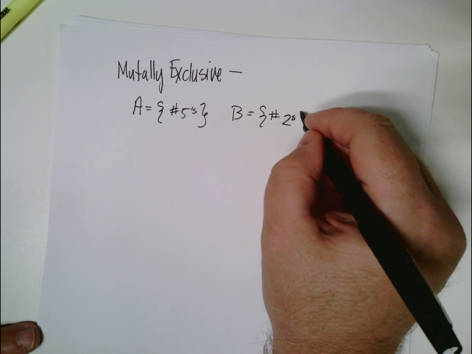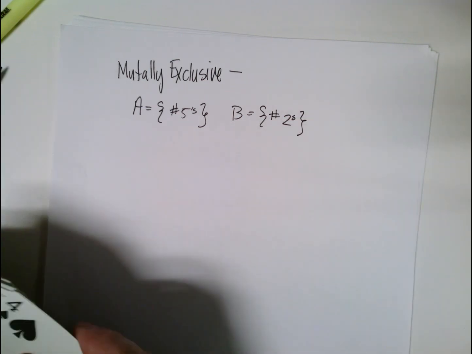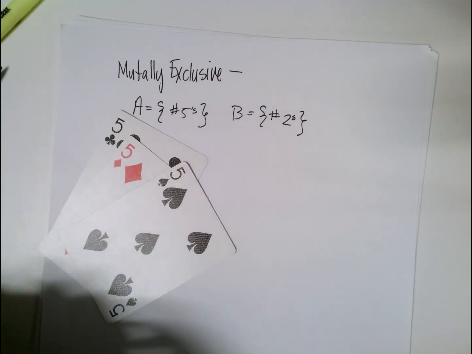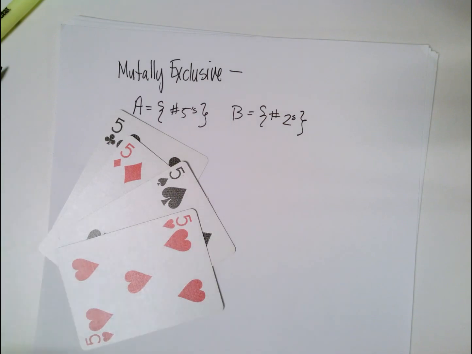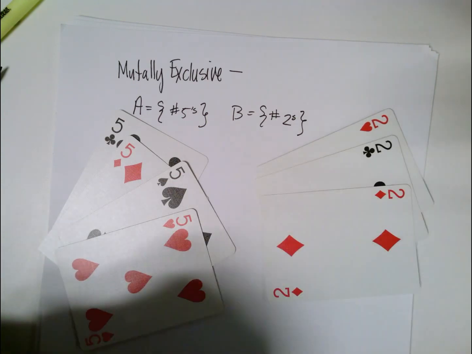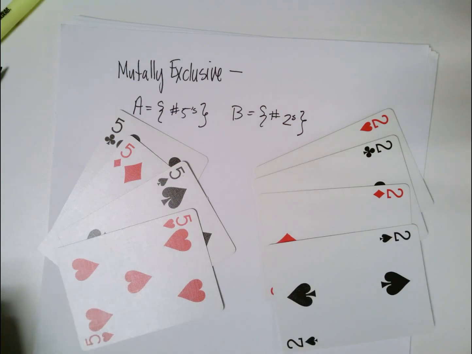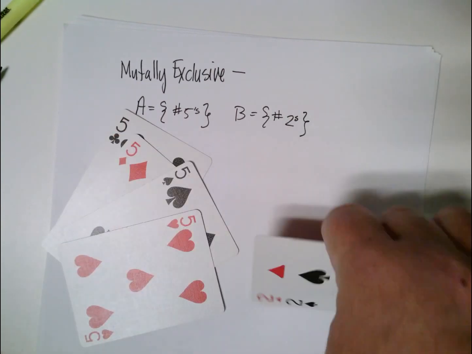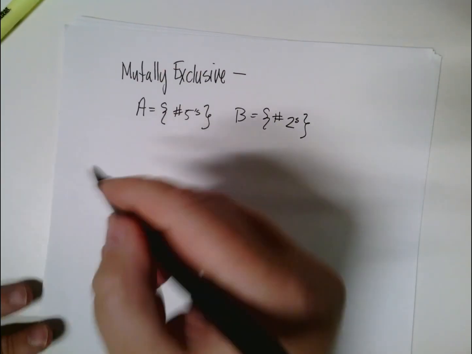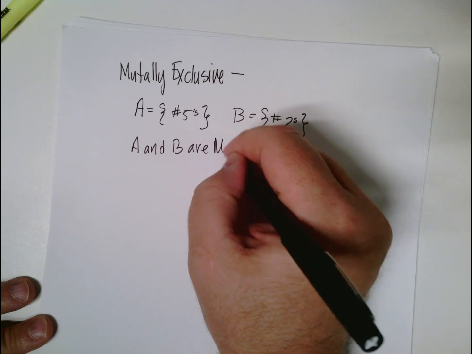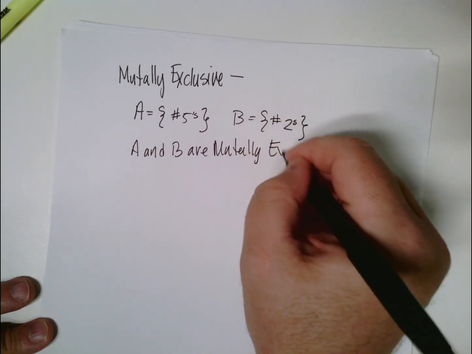And let's say B is the number 2s, like that, okay? So notice that if we pick these out, A is made up of 5, 5, 5, and 5. Okay, so all of those are the A set, and our B set is 2, 2, 2, and 2. Okay, so notice that they have nothing in common. There's no 2s that are 5s. So we would say that these two sets are mutually exclusive. A and B are mutually exclusive.